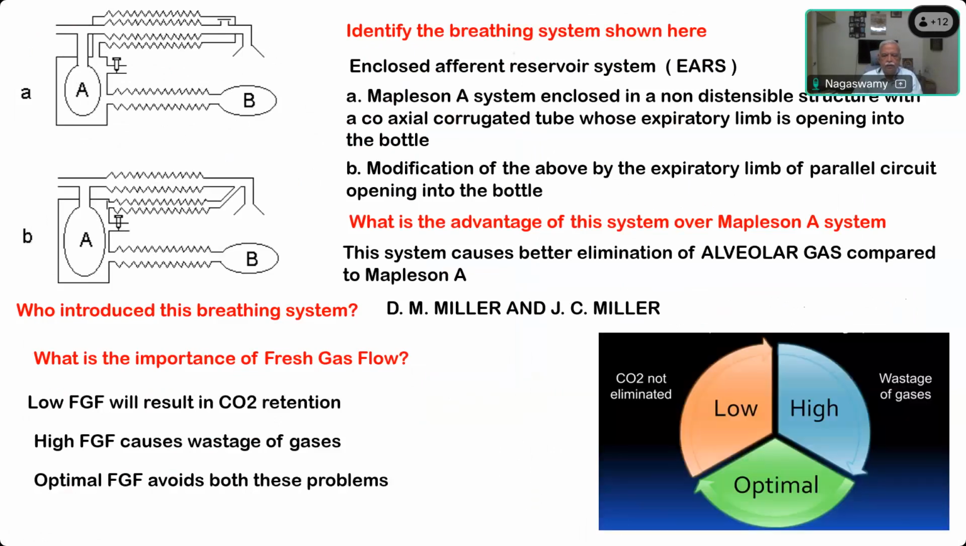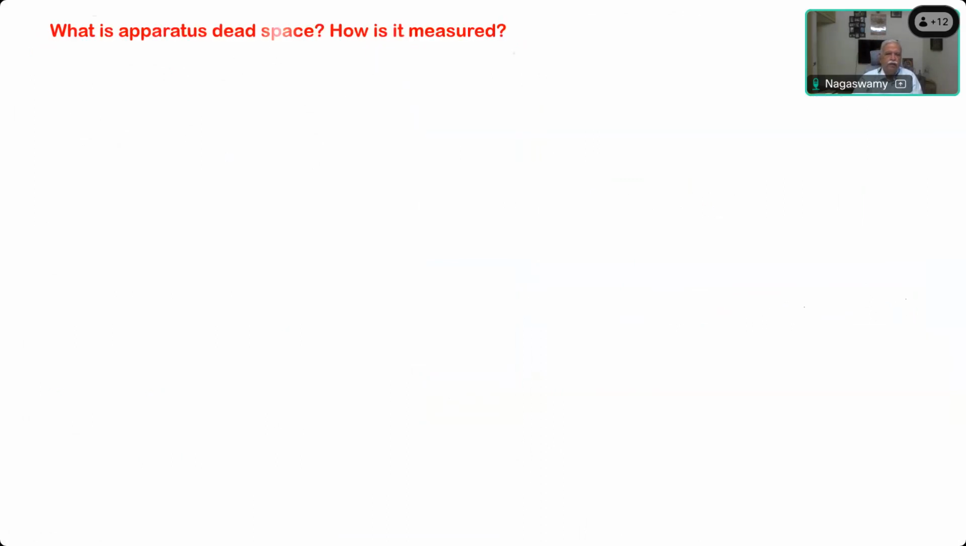This is the picture to remember easily. Low fresh gas flow, CO2 retention. High fresh gas flow, wastage and theater pollution and atmospheric pollution. Optimal, given in green color, will prevent these two complications.